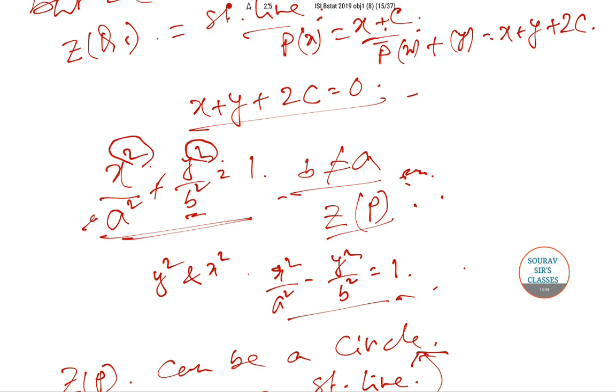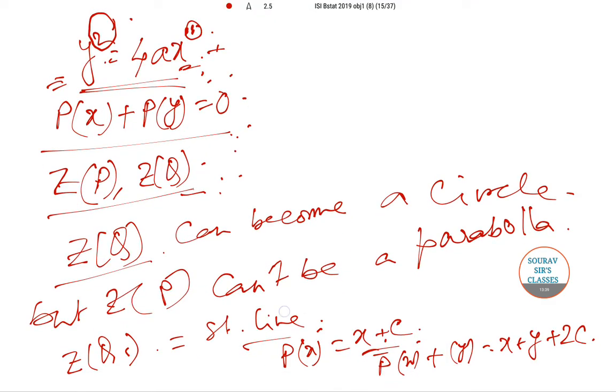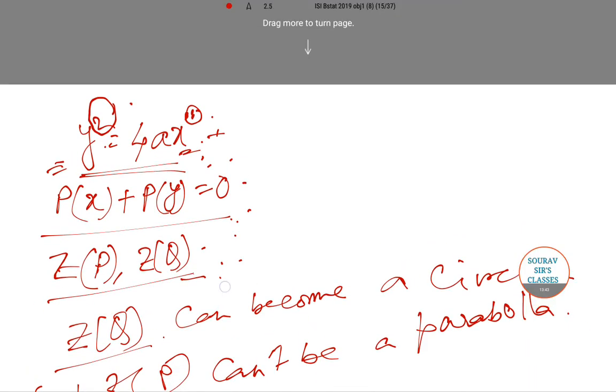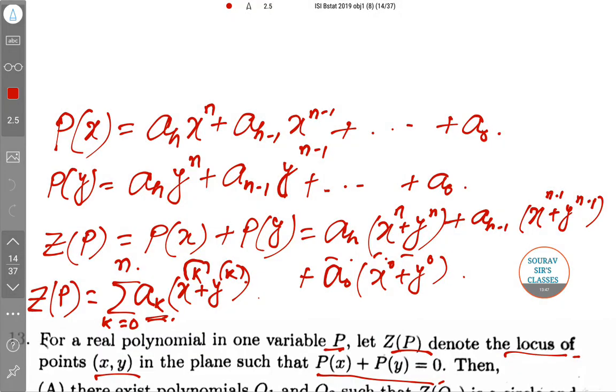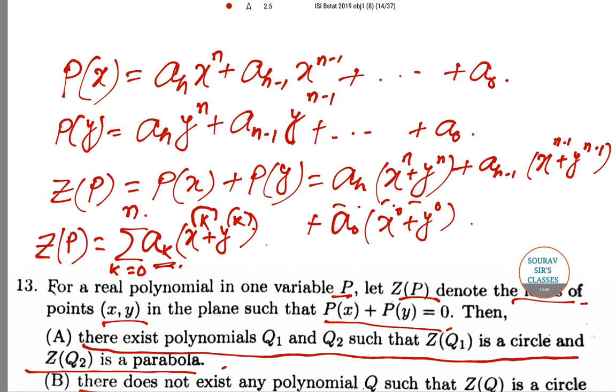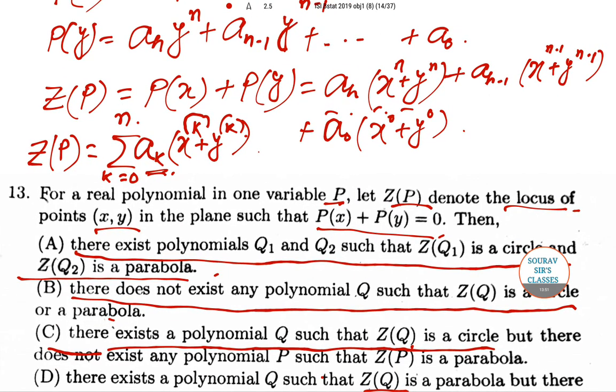So here we have option C, such that there exists a polynomial q such that Zq is a circle, but there does not exist any polynomial p such that Zp is a parabola.